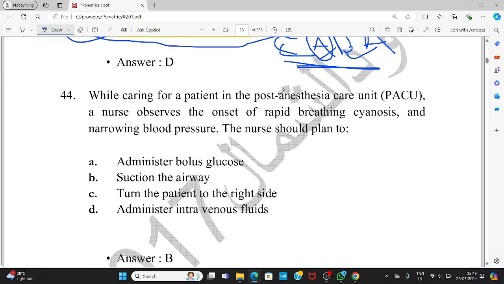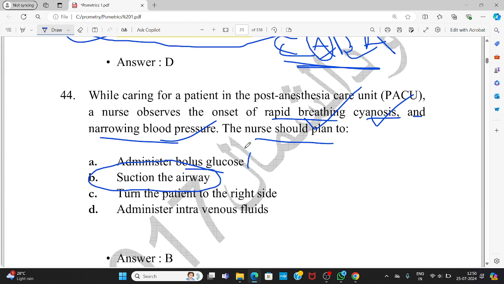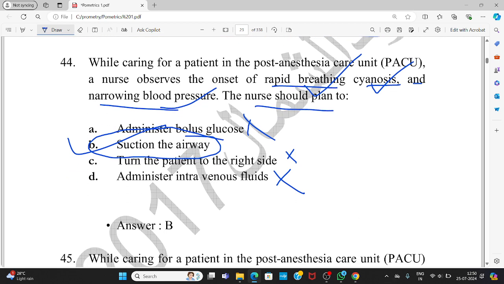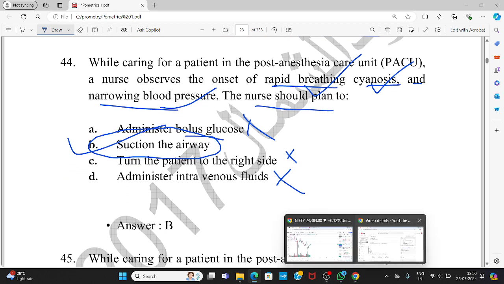While caring for a patient in post anesthetic care unit, a nurse observes that the onset of rapid breathing, cyanosis, and narrowing blood pressure. The nurse should plan to. So you see, there is a rapid breathing, cyanosis, and narrowing blood pressure. So immediate PACU will be suctioning the airway. Administer blood bolus glucose, no. Turn the patient, no. Administer IV, no. You can suction the airway. You don't have to wait for the doctor's order for that. You can easily do it and you can suction the airway.